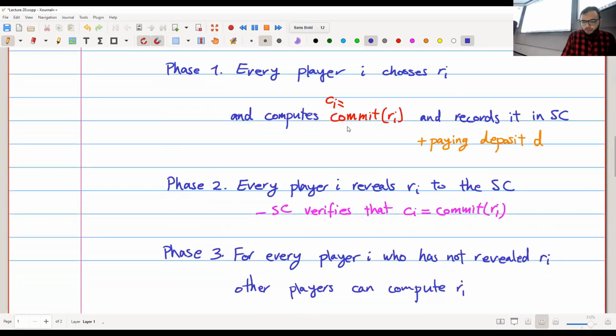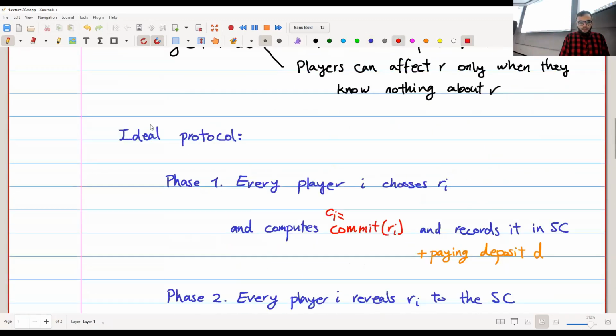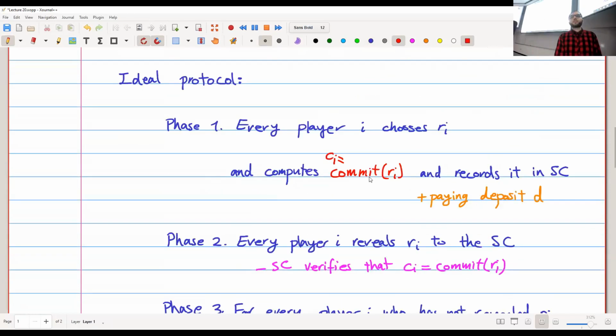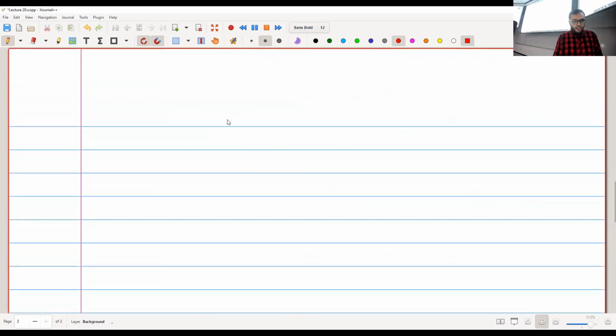So now I want to talk about the properties that this commit function should have. What are the properties that this commit function should have? So in a traditional commit and reveal scheme, this commit function is just a hash function. So let's just start with writing down the properties of the hash function, and let's see which one of them actually create problems for us. So what are the properties of commit?